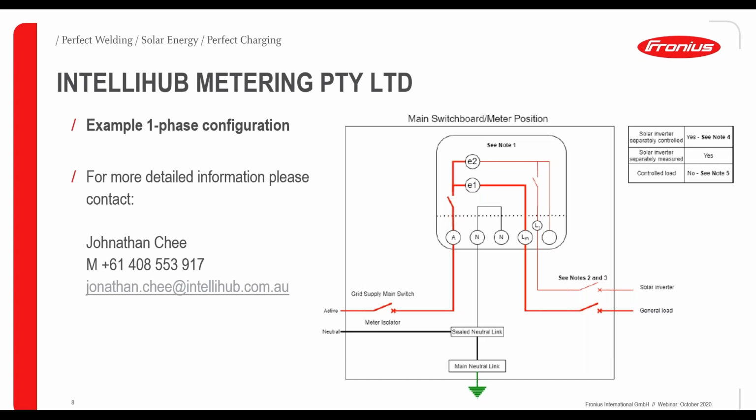If you want any information, we've been told by Intellihub to contact Jonathan Chi. I think I spelled his name wrong, I put an H in there. His mobile phone number and email address are there. Contact him directly for any more detailed information, or get the information packs if you'd like to use Intellihub as your agent.